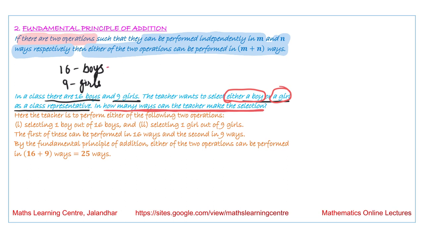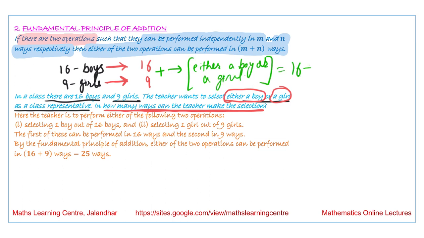The number of ways in which one boy can be chosen is 16. The number of ways in which one girl can be chosen is 9. So the number of ways in which either a boy or a girl is to be chosen is 16 plus 9, which is equal to 25.